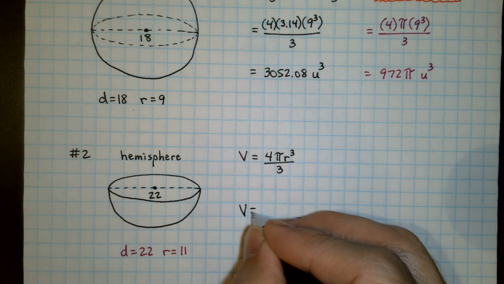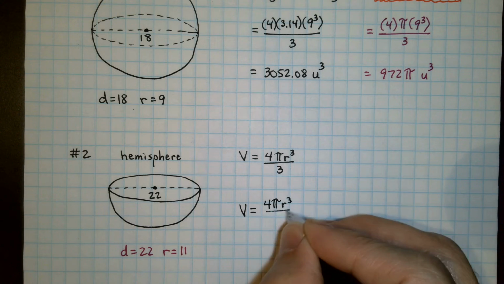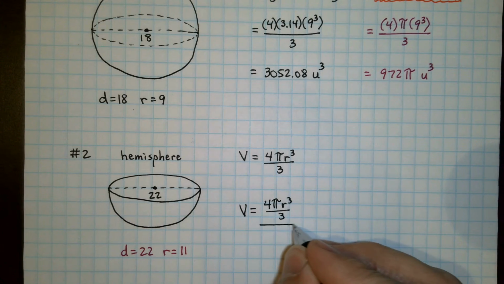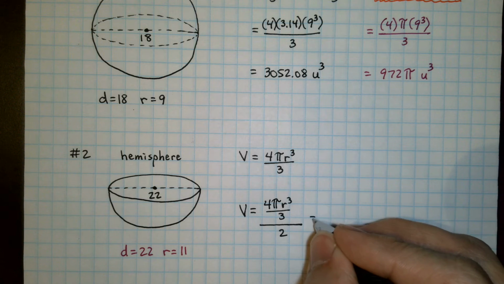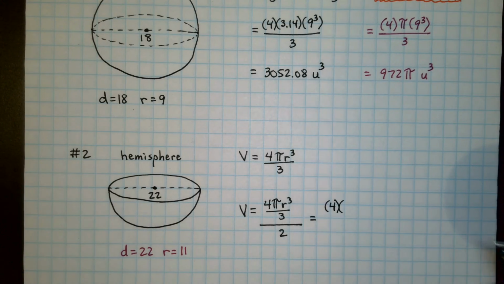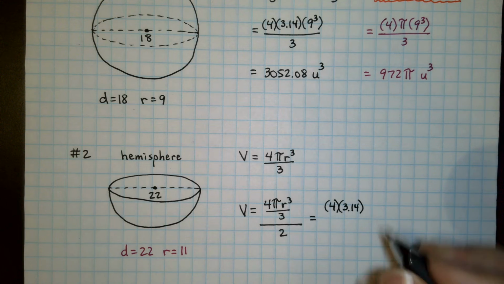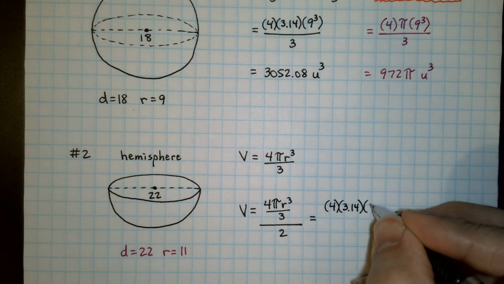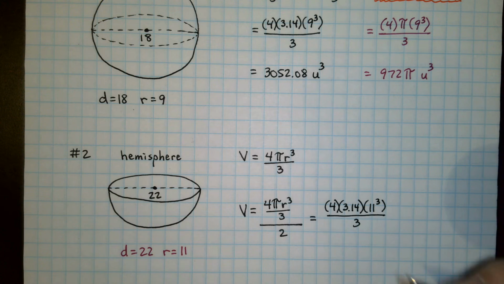So let's adjust the formula. We would have the original 4 pi r cubed over 3, and then we would divide all of that by 2 since we only have half of a sphere. Let's put our values in. 4 pi. Now we can do this in terms of pi or with 3.14, which is what I'm going to do. And then r to the third power will be 11 to the third power divided by 3.